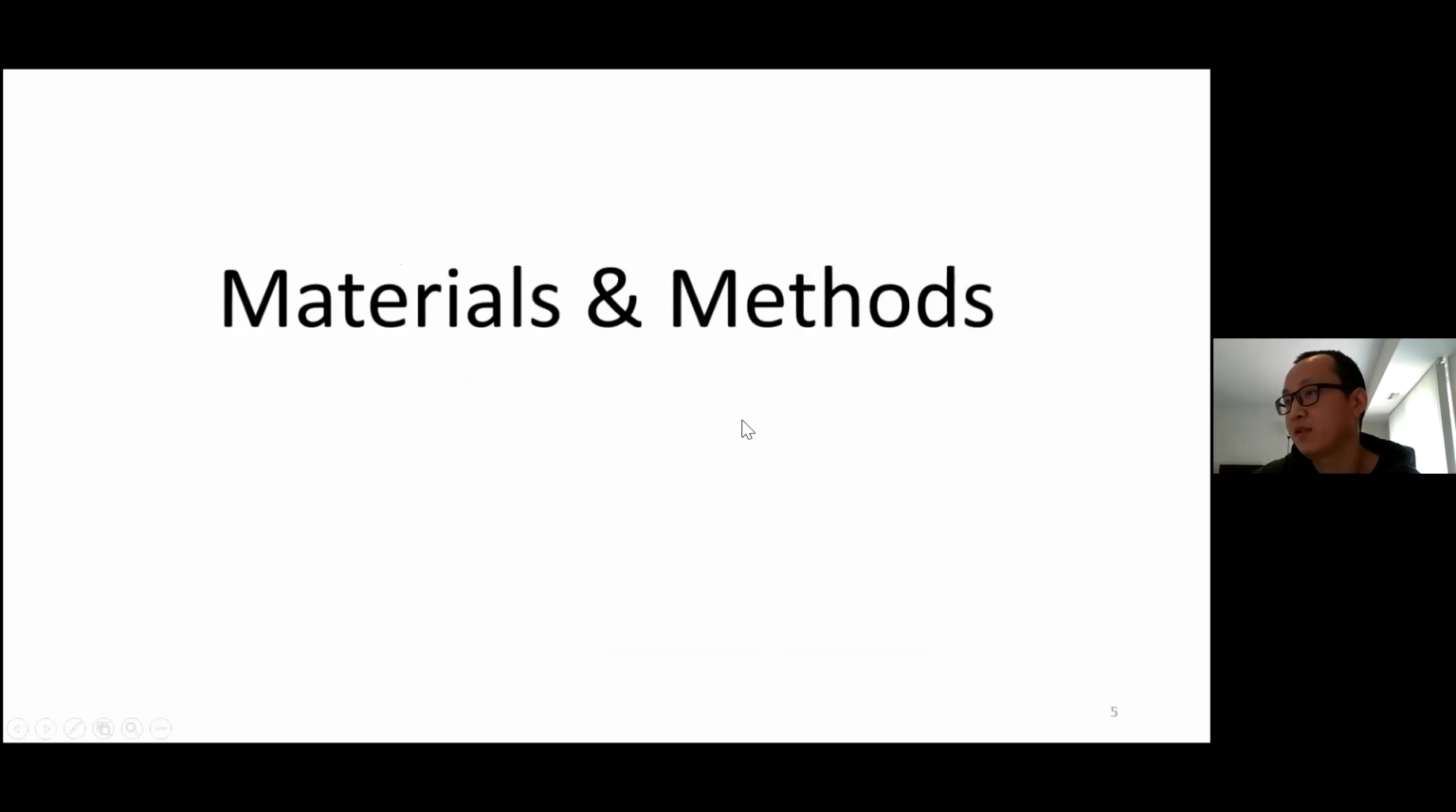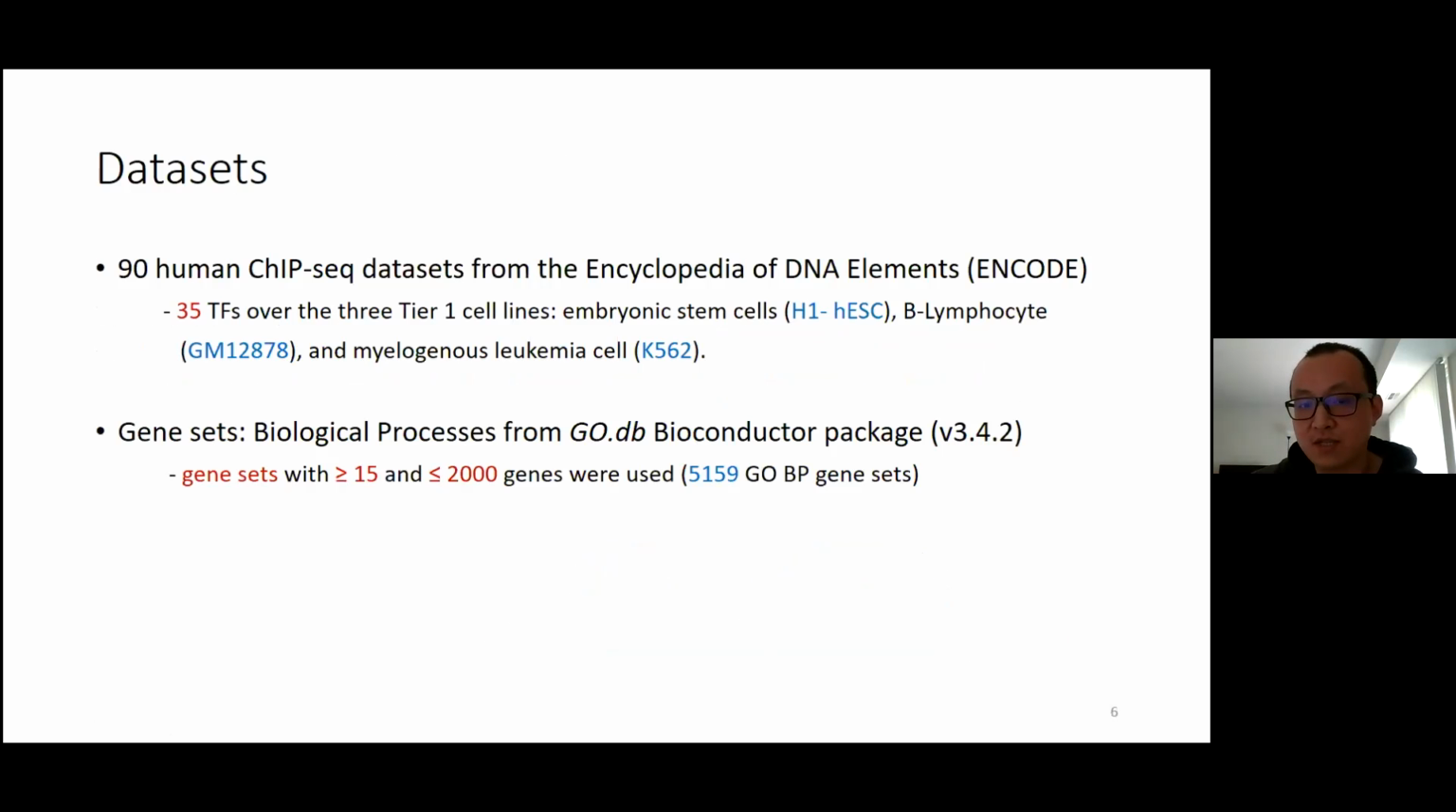So for the materials and methods, the data set we use here, we downloaded 19 human ChIP-seq data sets from ENCODE. There are 35 TFs in those 90 ChIP-seq data sets over 3 cell lines. And the gene set we used is from the GO.db Bioconductor package. We only use the biological process GO terms, and we do not use all of them. We only use gene sets with more than 50 and fewer than 2,000 genes of the GO BP terms.